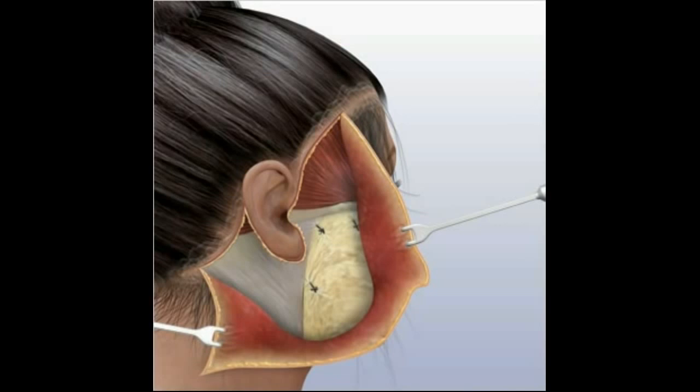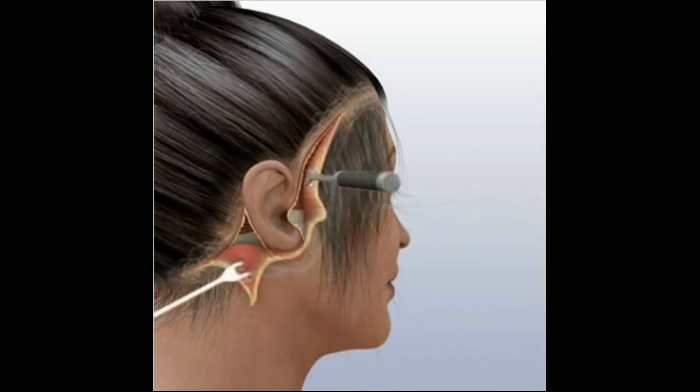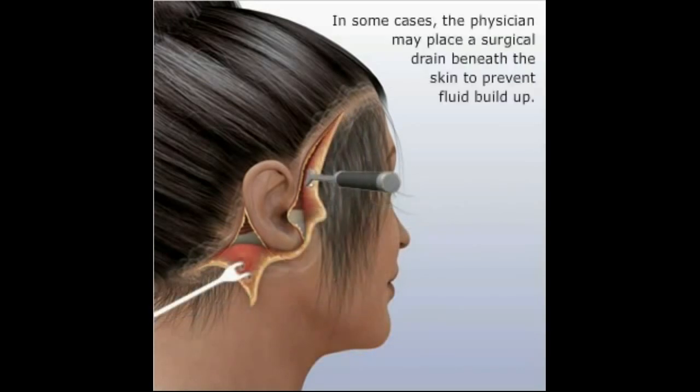Once the physician has finished making the necessary adjustments to the underlying structures, the skin will be repositioned over the face. In some cases, the physician may choose to place a surgical drain beneath the skin to prevent fluid buildup as you heal, although this is not usually necessary.